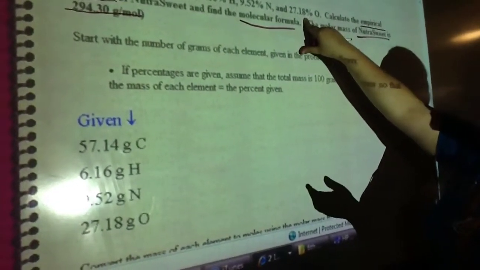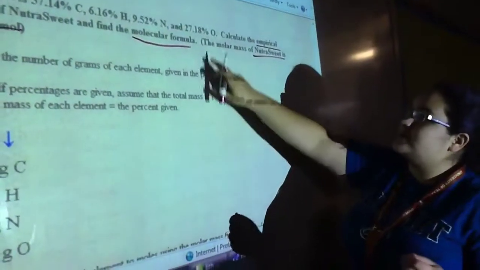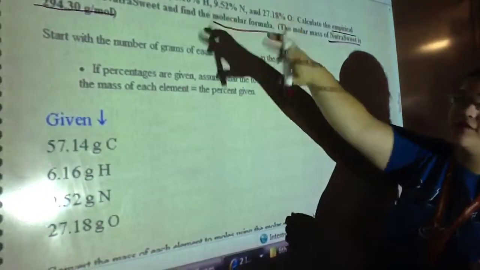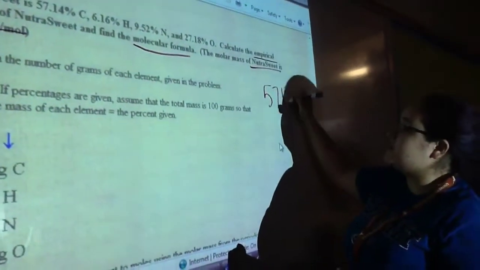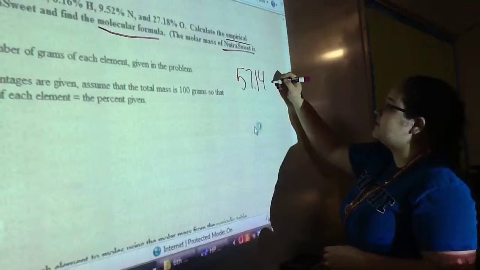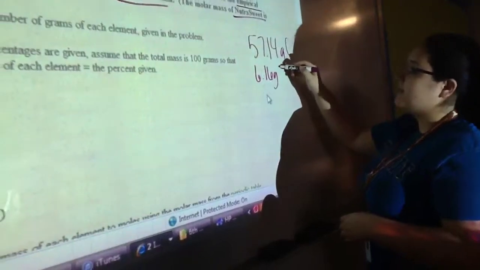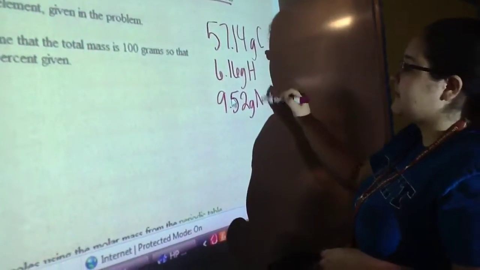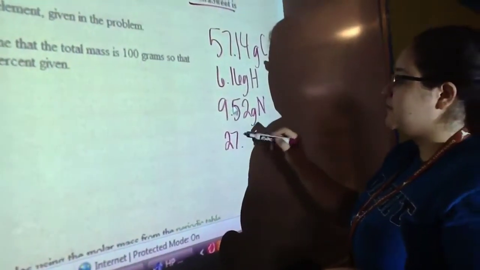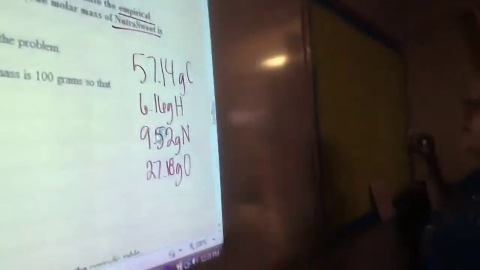Okay, so now, since they do give us percents, we're gonna say that it's out of 100, because all of it together is 100, since it's a percent. So assuming that's out of 100, we have 47.14 grams of carbon, 6.16 grams of hydrogen, 9.52 grams of nitrogen, and 27.18 grams of oxygen. Okay?